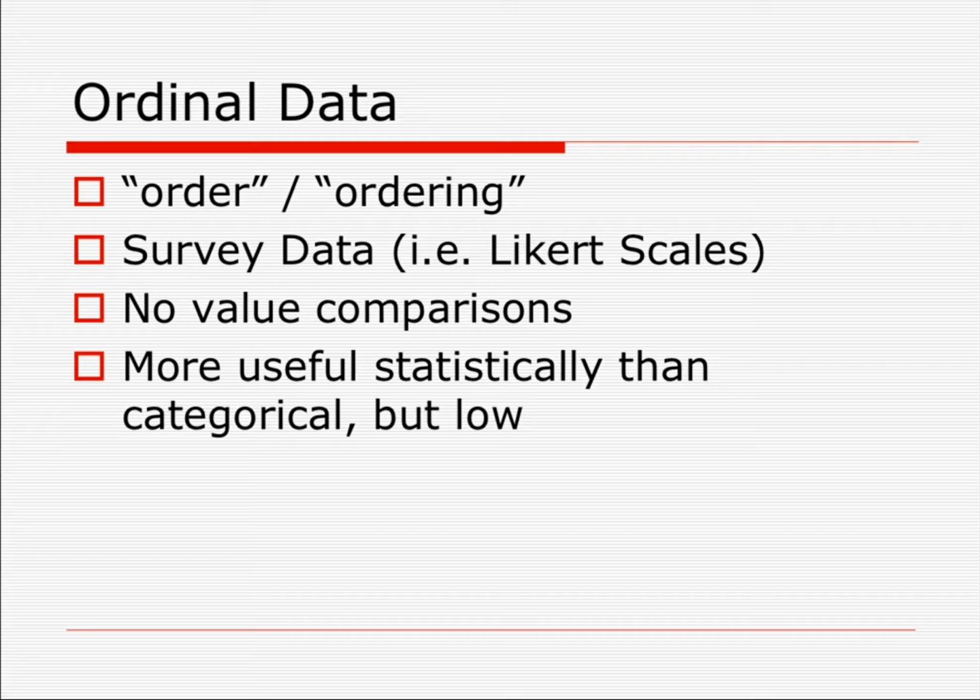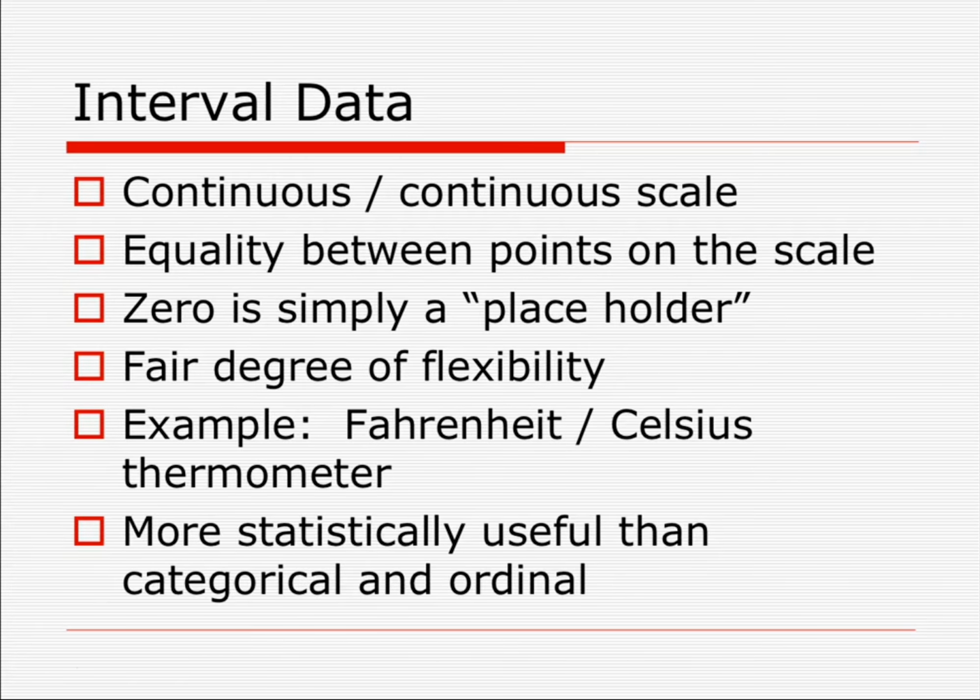Obviously, safety perception surveys are tremendous tools. We value that data. But when we talk about statistical analysis, it's ordinal data. There's interval data, which is what we would talk about when we're talking about maybe a thermometer. It's a perfect example of interval data. It's a continuous scale. There's equality between the points on the scale. And 0 is simply a placeholder. Now, we have a fair degree of flexibility with this, and it's more statistically useful than categorical and ordinal data.